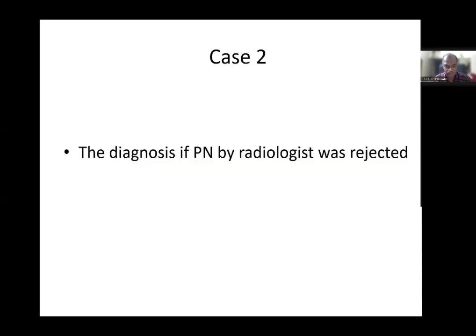In the second case, the diagnosis of pyelonephritis had to be rejected because she had an underlying pancreatitis, which was later picked up, and the radiological diagnosis of pyelonephritis was not convincing enough. She continued to have abdominal pain. Finally, she had acute pancreatitis.